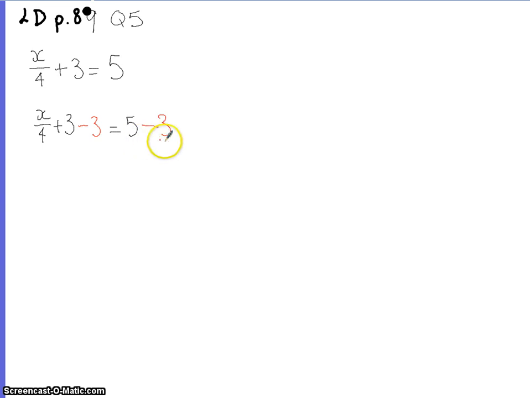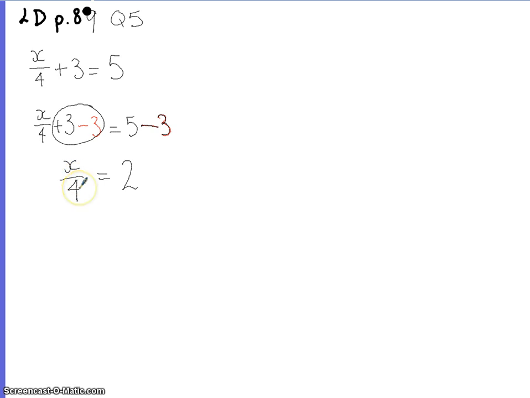Alright, so this process here must happen. I'm going to go reasonably quick because this should not be unfamiliar to you. You should look at it and go, oh yeah, I'm getting what he's on about. 5 take 3. So what we're left with is x divided by 4. This is all gone now, isn't it? It's all gone. And 5 take 3 is equal to 2. Yeah? We're alright with that?